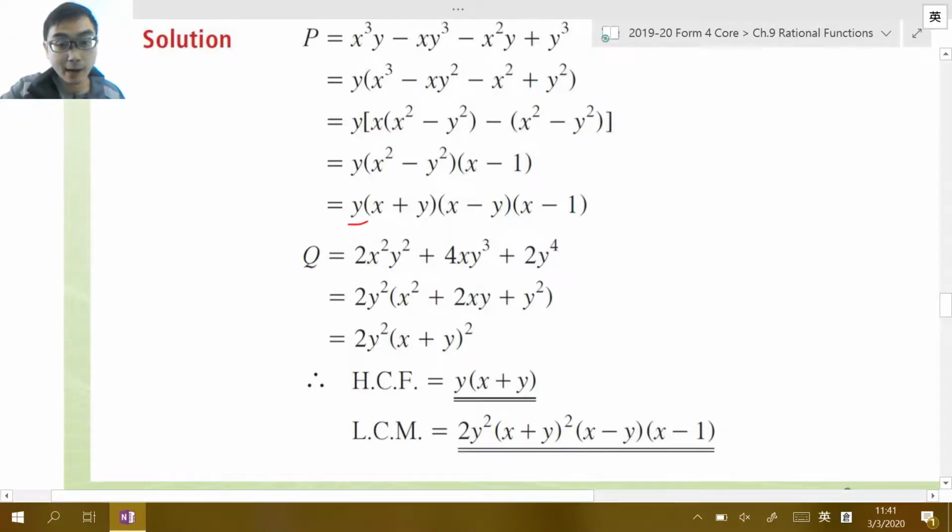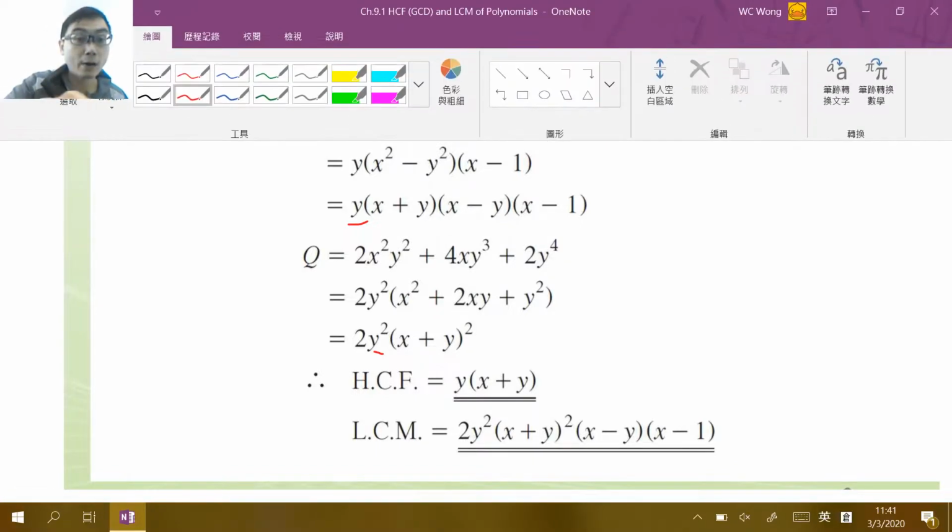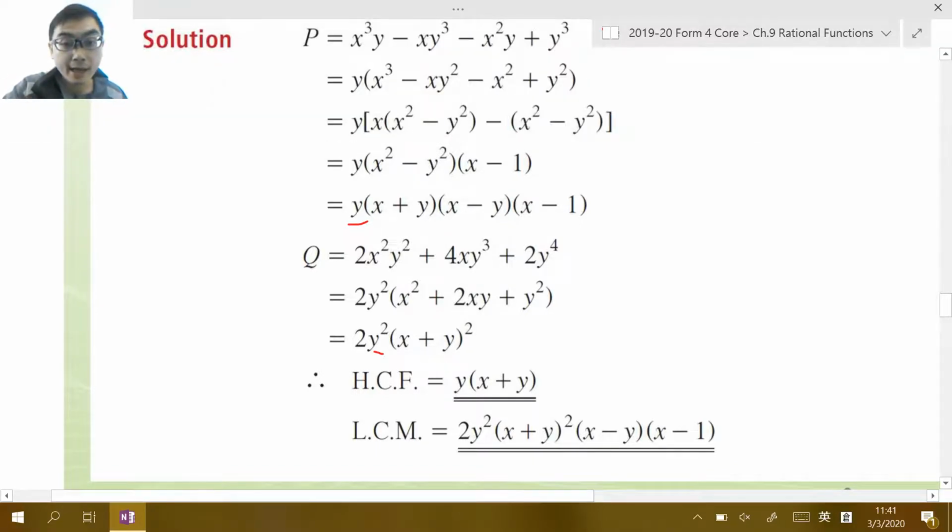First of all, y and y squared are in the same group because they originally come from powers of y. And x plus y and x plus y squared are also in the same group, because they are x plus y to some power. So for the HCF we just pick y and x plus y, because these two are the only ones common to both polynomials. For x minus 1, because you cannot see it in Q, we will not put it in the HCF.